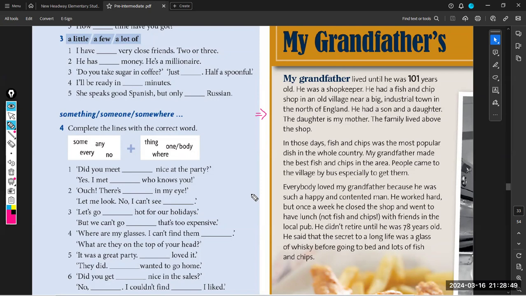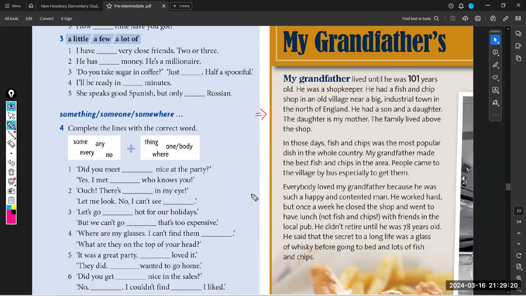My grandfather lived until he was 101 years old. He was a shopkeeper. He had a fish and chip shop in an old village near a big industrial town in the north of England. He had a son and a daughter. The daughter is my mother. The family lived above the shop. In those days, fish and chips was the most popular dish in the whole country. My grandfather made the best fish and chips in the area. People came to the village by bus, especially to get them.